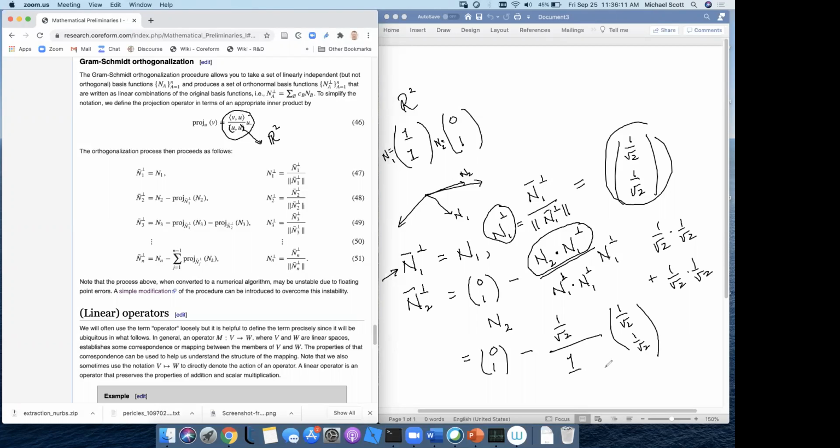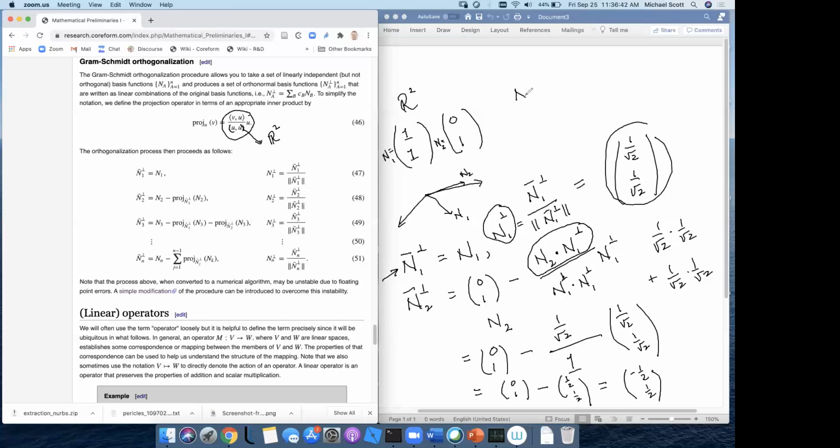Okay, so what do we end up with? 0, 1 minus 1/√2 times 1/√2 is 1/2. So we end up with the vector minus 1/2, 1/2. So now we've got two new vectors. They're orthonormal. It's an orthonormal set.